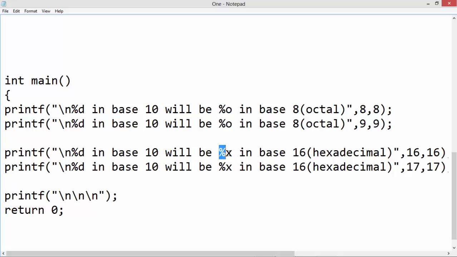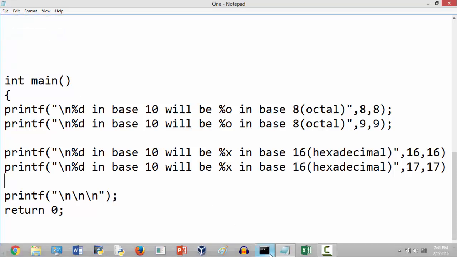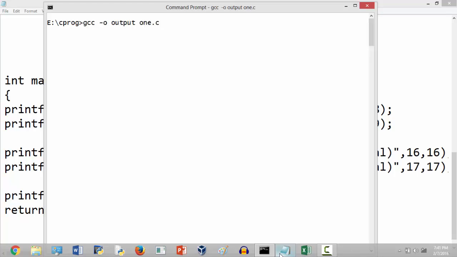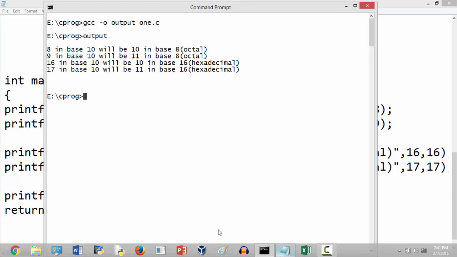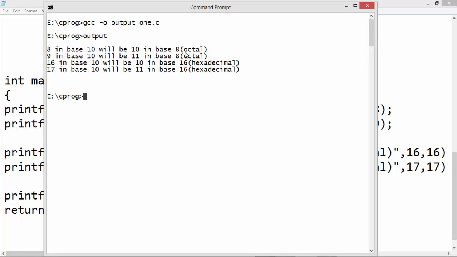Similarly, %x is to display the hexadecimal equivalent of a decimal number. In this I am doing that. Let us see what the output of this will be. If you see, 8 in base 10 is 10 in base 8, 9 in base 10 is 11 in base 8, that explains it. 16 in base 10 will be 10 in hexadecimal.